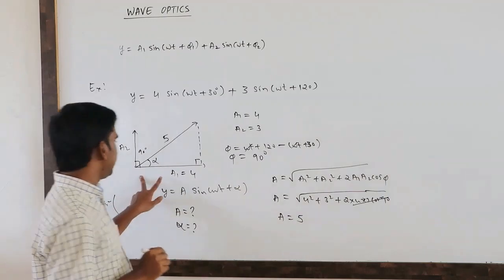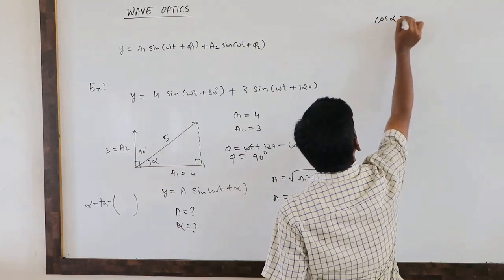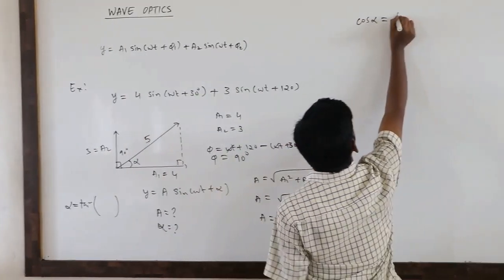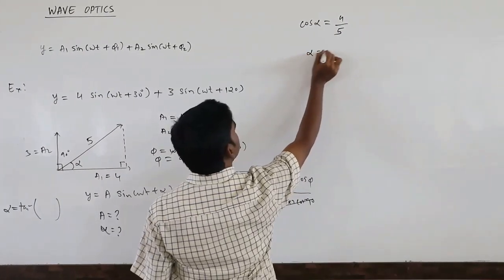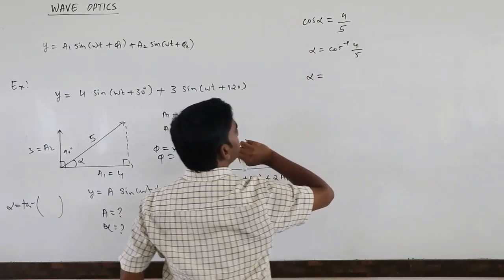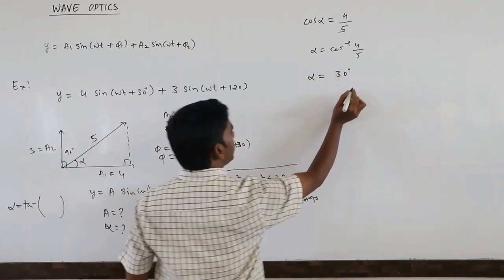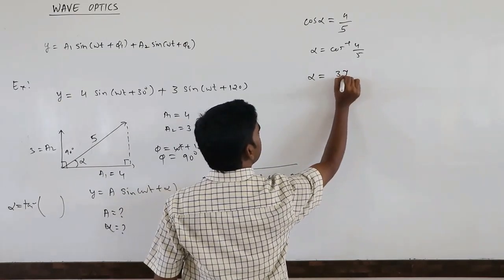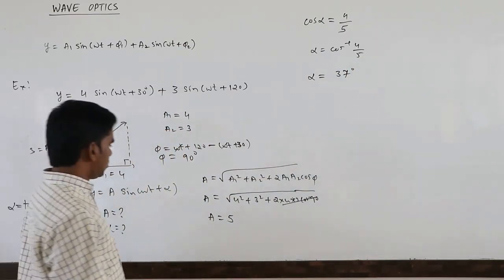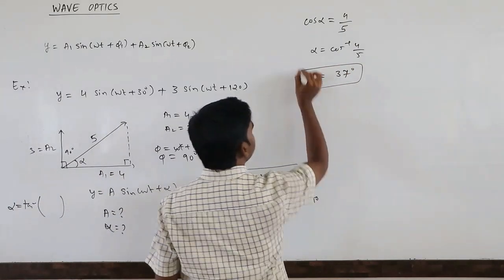So if I write cos alpha, what is cos alpha? Adjacent divided by hypotenuse. This is 4 and this is 5, so 4 divided by 5. So alpha equals cos inverse of 4 by 5. This is not 30 degrees, it is 37 degrees. Cos inverse of 4 by 5 is nothing but 37 degrees. So you got the value of A and also the value of alpha.